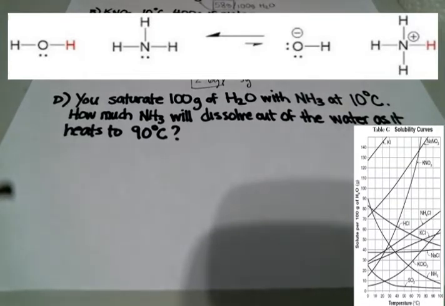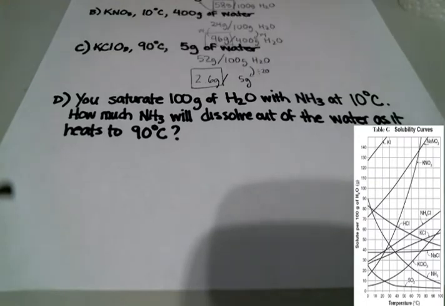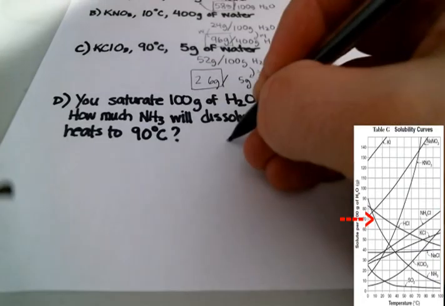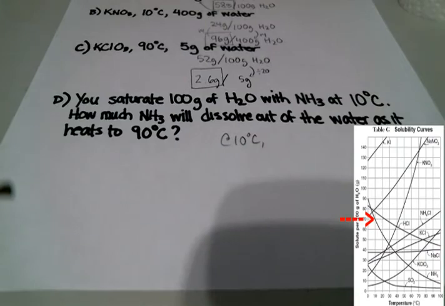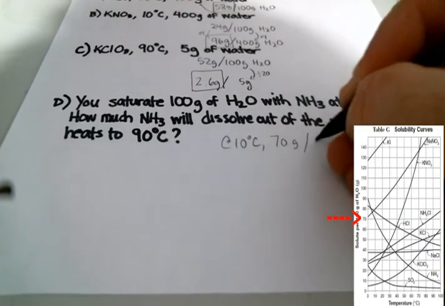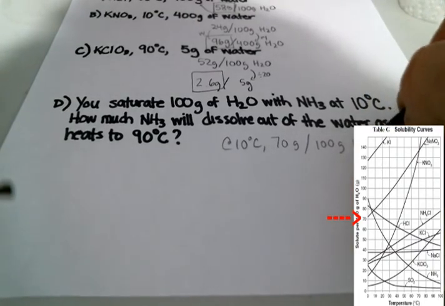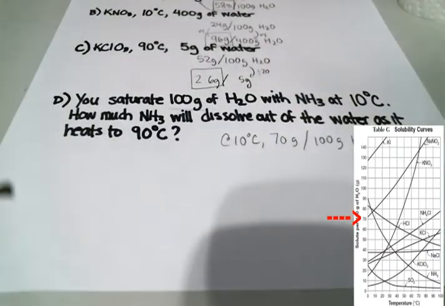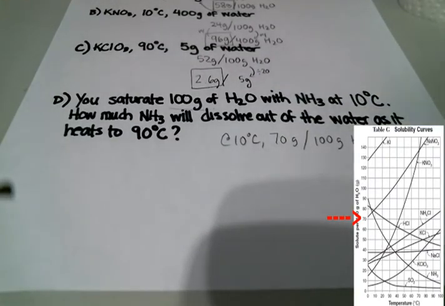So what we have to do for this question is figure out how many grams of ammonia I dissolved in the water when I started, and then how many grams of ammonia can stay in the water when the heating is done. So if I look at 10 degrees there and I track it up to the ammonia line, it looks like at 10 degrees, the solubility of ammonia is about 70 grams per 100 grams of water. Now you'll notice that I left this as 100 grams here just so we didn't have to do that dividing thing, but it'd be something you could do in a question like this as well.